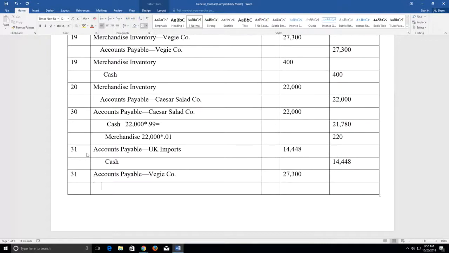Some students think that end of the month means within 30 days, but end of the month means by the end of the month. If it's net 30, it'll say net 30. EOM means at the end of the month. If you bought it on the 22nd, they still expect you to pay them by the 30th, okay?